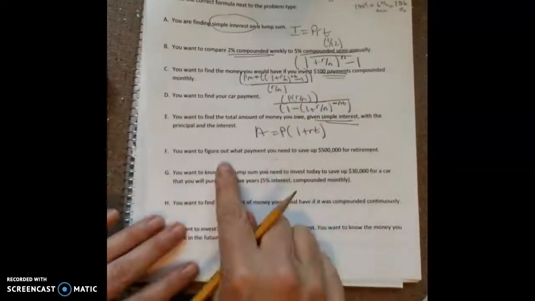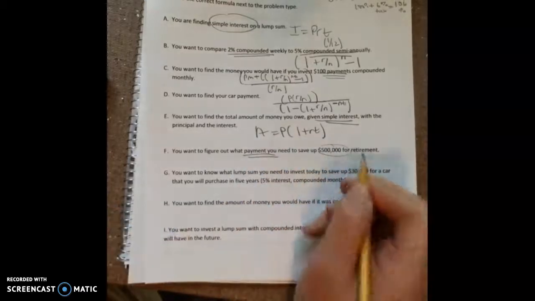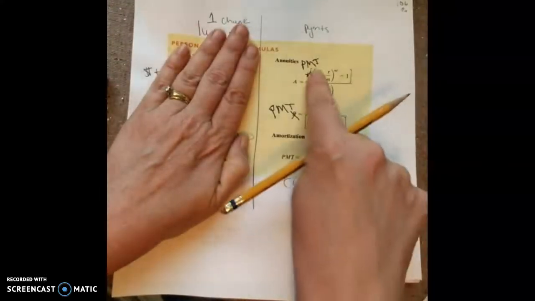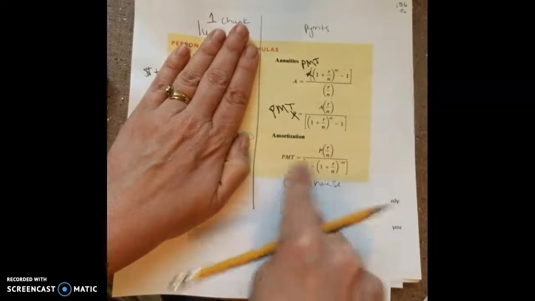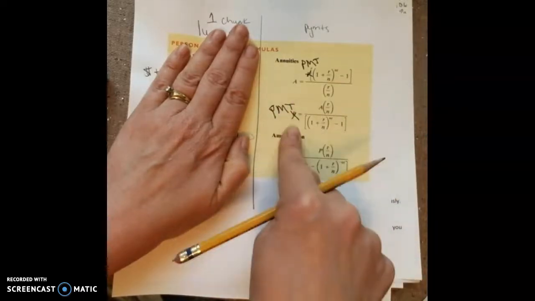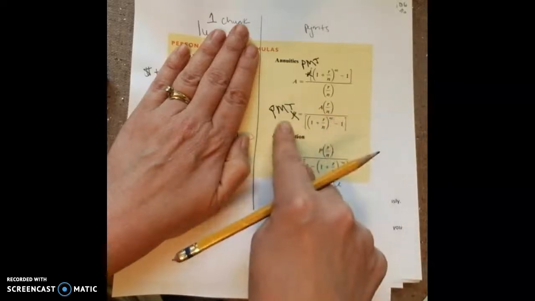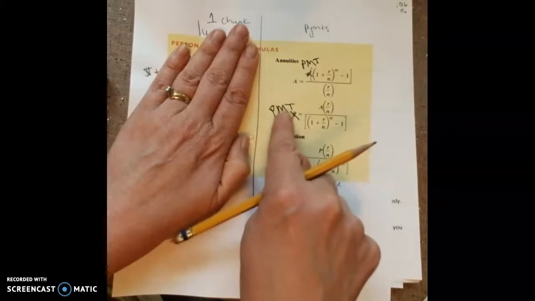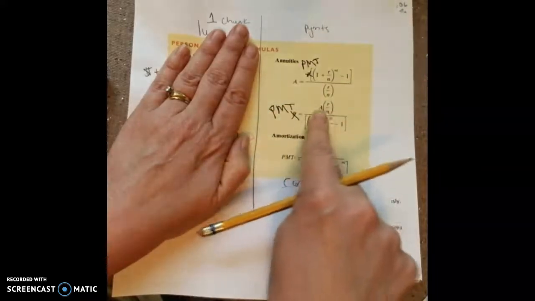All right, you want to figure out what payment you need to save up $500,000 for retirement. Payments are on this side. This is your payment, and you're saving up for something big, or trying to figure out a house or car payment. This is when you're trying to figure out a payment that you need to meet a goal, like to pay for a wedding in 5 years or to save for retirement in 40 years. So this is when you want to know what payment you need to save up to get to that future goal. Payments are on this side, so I know it's that formula.